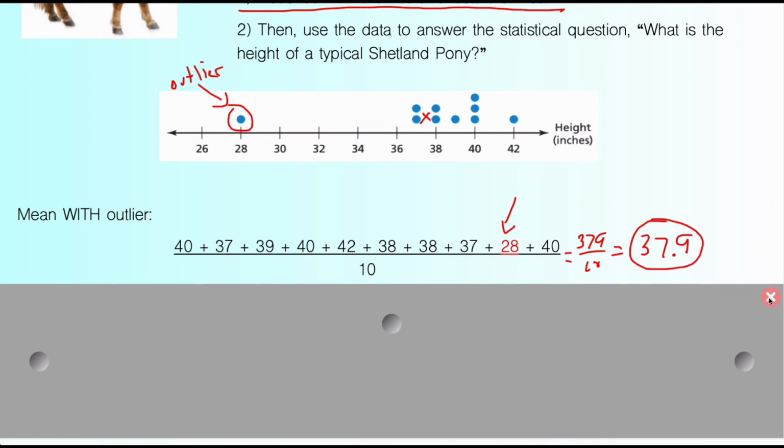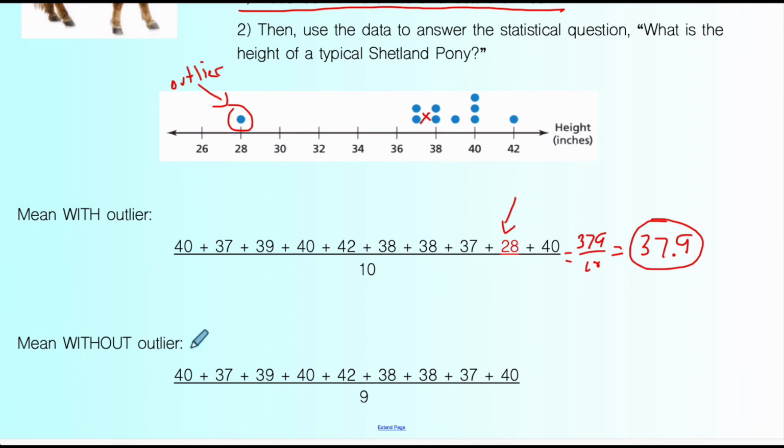Now let's do this a second time, but this time we're going to find the mean and not include that outlier. So I'm going to add all 9 data points, but not that 10th outlier. So 9 numbers divided by 9, because this time I'm only doing 9. And these sum up to 351, which when you divide that by 9, you get 39. And that's like right in the middle here.